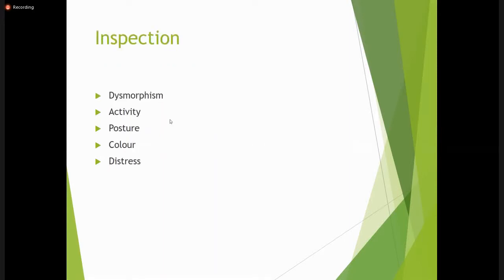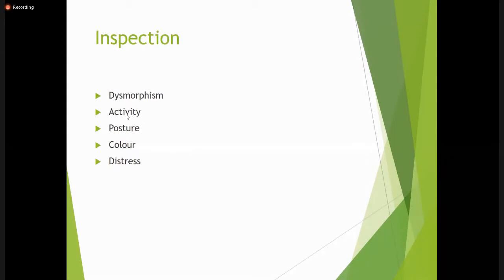First of all, you have to look for any dysmorphic features. Dysmorphism means any features that are abnormal as compared to the normal facial features. This will be like a depressed nasal bridge, abnormal eyes, abnormal head shape like microcephaly, any abnormality of ears, any cleft lip or cleft palate. So these are all dysmorphic features, and they can be seen by simple inspection.